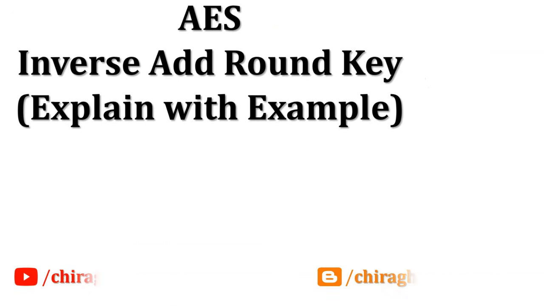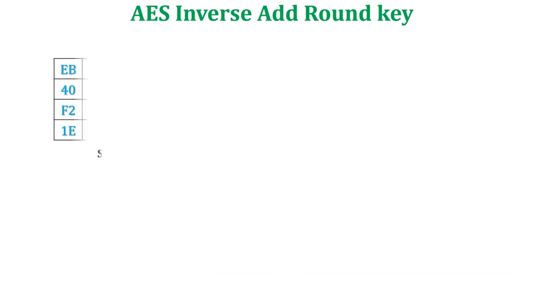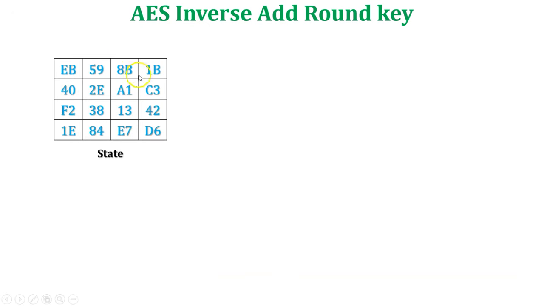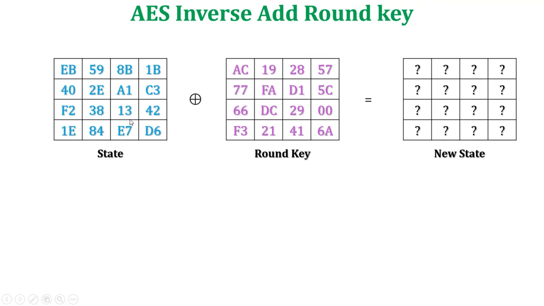Next topic is AES Inverse Add Round Key, explained with an example. In inverse add round key, the 128 bits of the state array are bitwise XORed with the 128 bits of the round key and generate a new state array. Here, state array means the output of the previous transformation function in the decryption process. The inverse add round key function proceeds one column at a time. So it means a column-wise XOR operation will be performed.